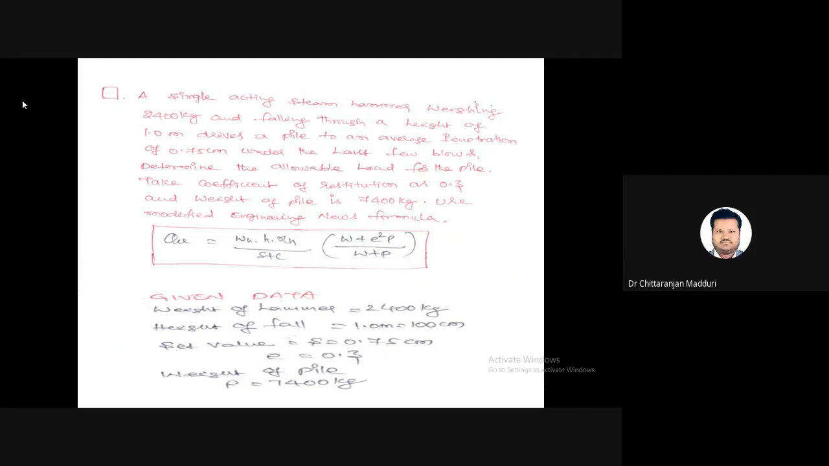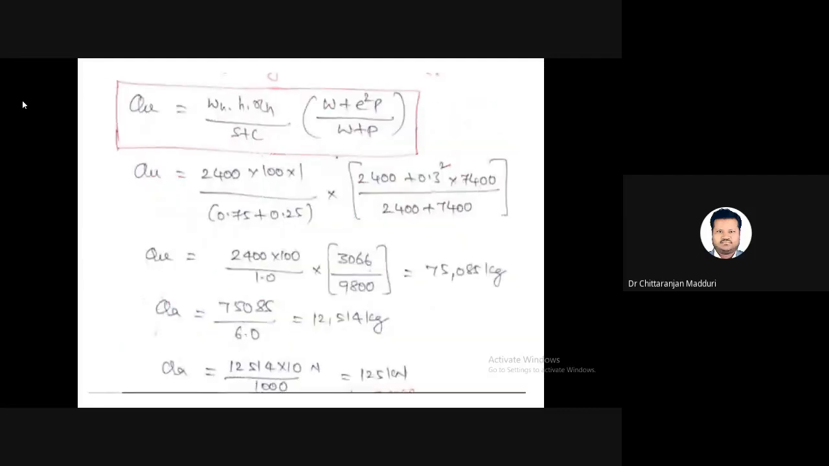So weight of hammer equal to 2400 kg, height of fall equal to 1 meter. So converting to centimeters is 100 centimeters. Set value is given 0.75 centimeters. E value equal to 0.3. Weight of pile P equal to 7400 kg. So ultimate load is equal to W H, weight of hammer equal to 2400 into height of fall 100, efficiency of hammer equal to 1 divided by 0.75 plus C value 0.25.